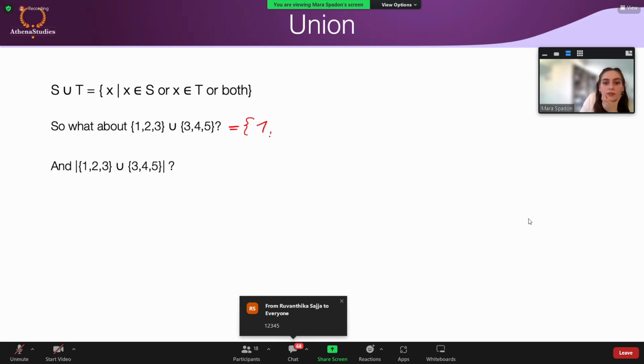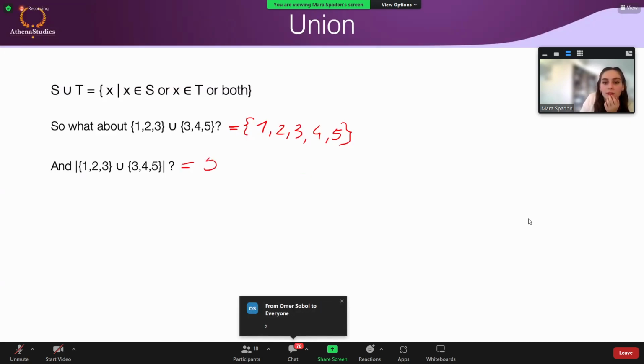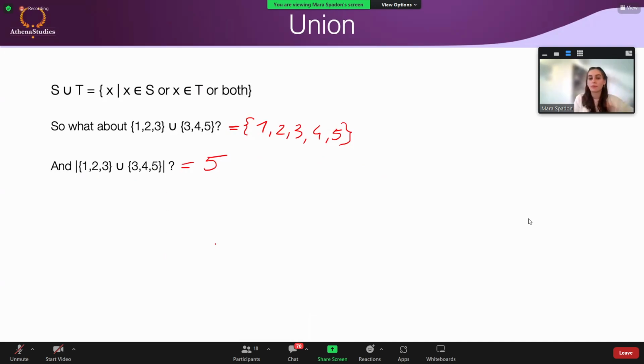One, two, three, four, five, exactly. And what is its cardinality then? So how many elements do we have? Yes, 5. And note that we do not count this one double, because if we take its union, it rewrites to that, and we have 5 distinct elements. Okay, perfect.